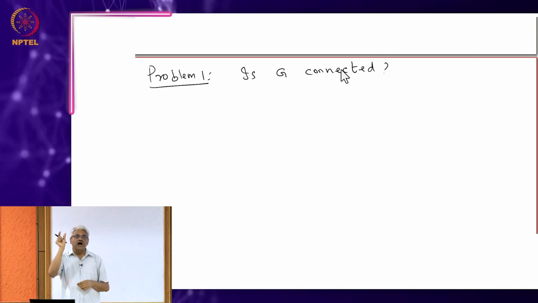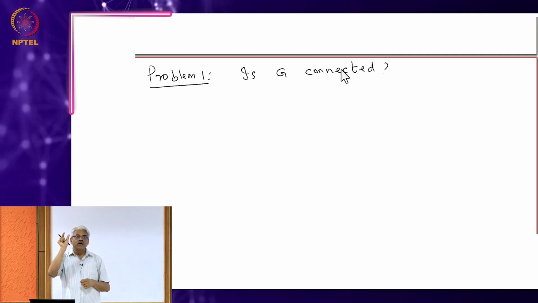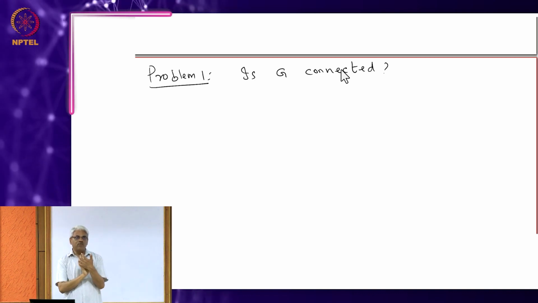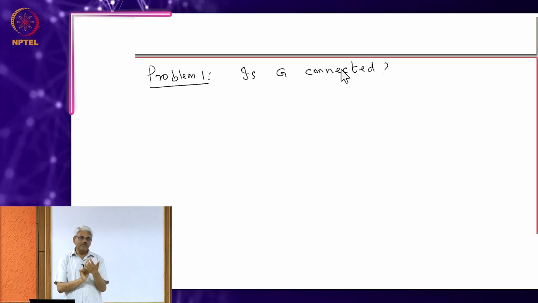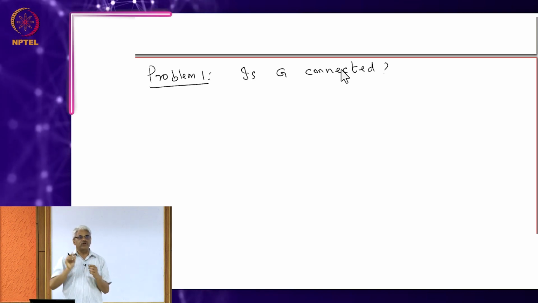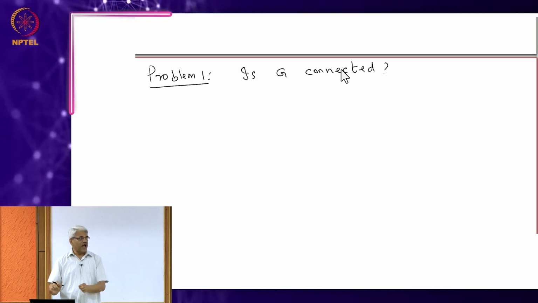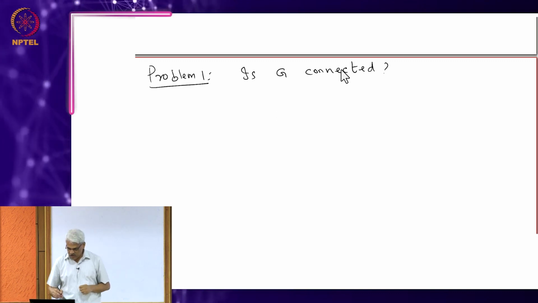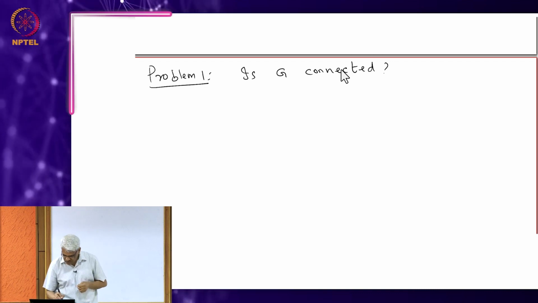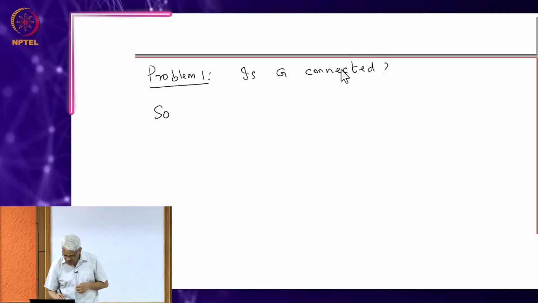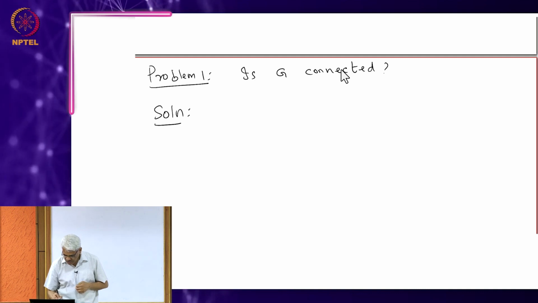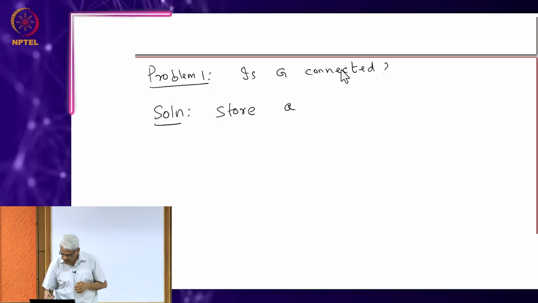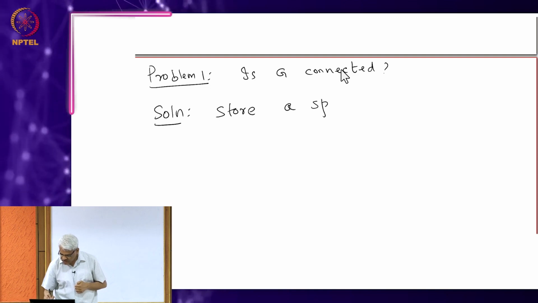Whether the endpoints are in the same component or a different component. If it's the same component, that's not useful to me, I just throw it away. If it's connecting two components, I'll add that edge and then update my structure. So what I'm going to store, the solution: store a spanning forest.